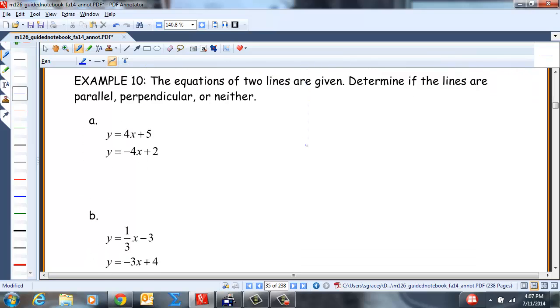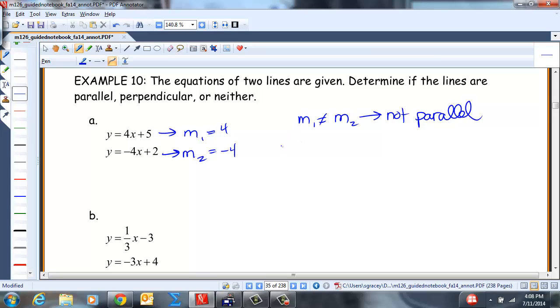The equations of two lines are given. Determine if the lines are parallel, perpendicular, or neither. So you can sort of just go through your list, right? So here, this guy has a slope, we'll call it M1, is 4. And this slope, M2, is -4. So M1 is not equal to M2, right? So that tells us not parallel.